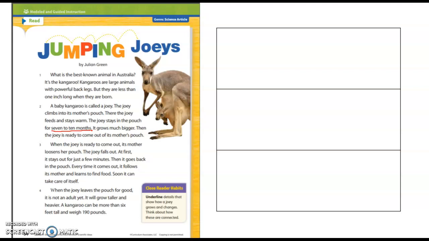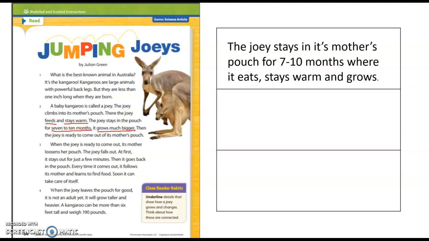Why does the joey stay in its mother's pouch? So the effect of it staying in its mom's pouch is it's able to eat and stay warm. It also grows bigger. So in the beginning, the joey stays in its mother's pouch for 7 to 10 months where it eats, stays warm, and grows.